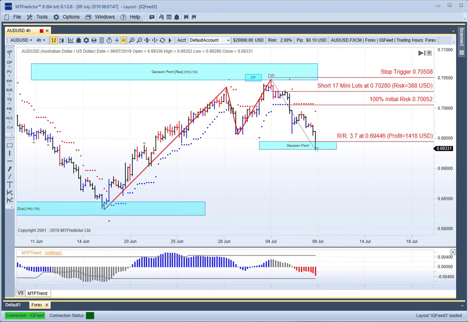So I wanted to show this as an example of the best way to use MTPredictor. And this is an example on the Australian dollar, US dollar on a 4-hourly chart using the daily chart for our higher time frame support and resistance levels.